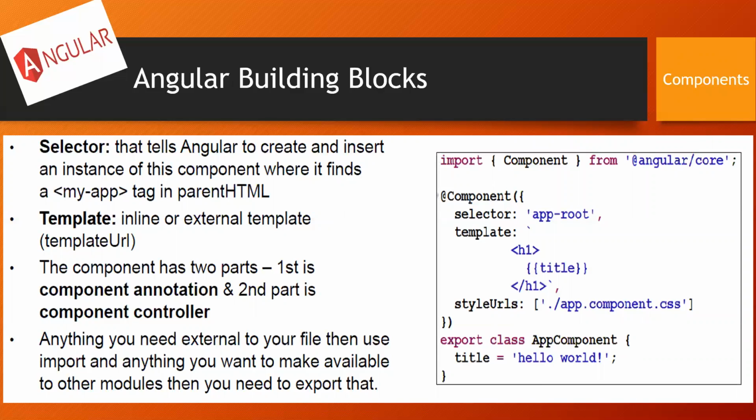We can also use external templates, which means we have to give the path of an external HTML file. Then a component has two parts: first is the component annotation and second is the component controller. Also you can see styleUrls. If you want to give any CSS or styling, you can add that in the component. Anything you need external to your file, you have to use import. And anything you want to make available to other modules, you use export. Here we are using export class AppComponent so that this component can be imported in some other TS files.